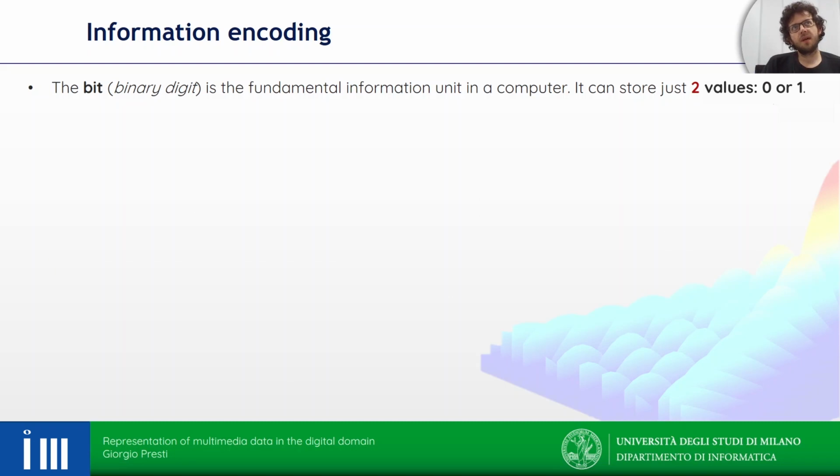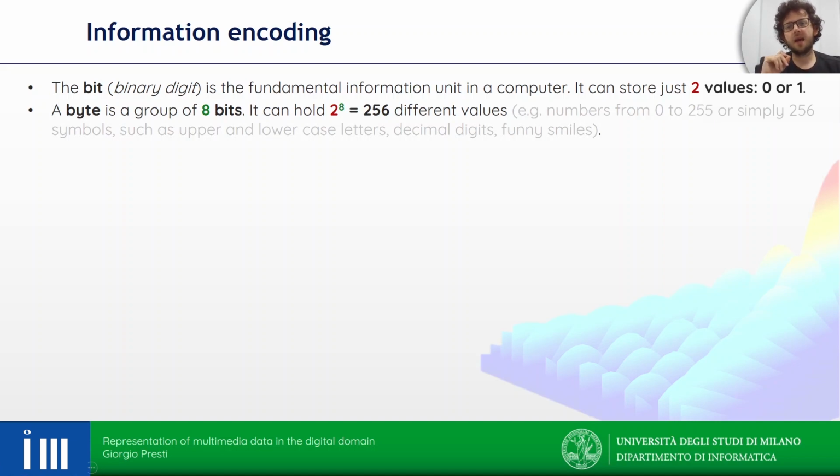Once we sampled and quantized the signal, let's see how these numbers are stored inside the computer. But before diving into this topic, let's see how information in general is stored in the computer. Well, in the computer, a bit, or binary digit, is the fundamental unit of information. It can store just two values, which are 0 or 1.